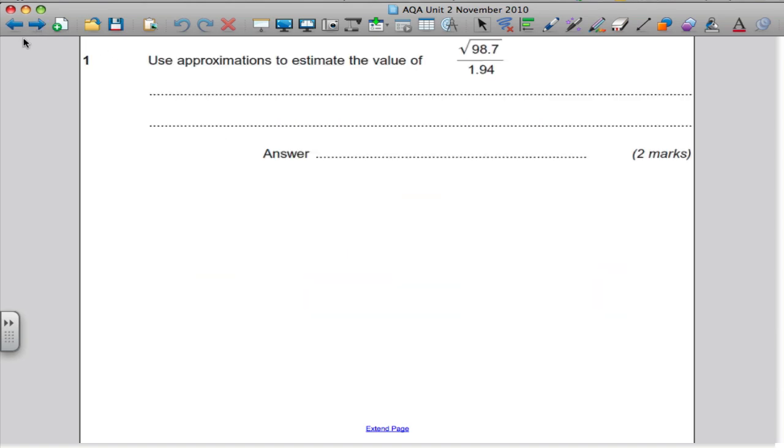Use approximations to estimate the value of the following. Do remember approximations and estimate basically means find a sensible answer to the following. Don't work it out exactly, find a sensible answer. Easiest way to do this is round every number you see in the calculation to one significant figure.